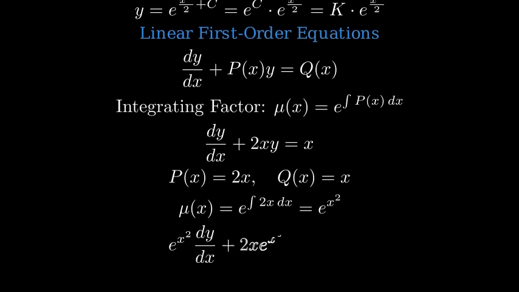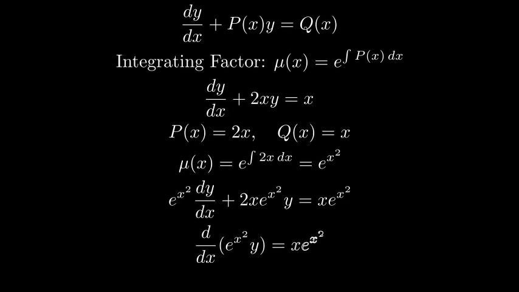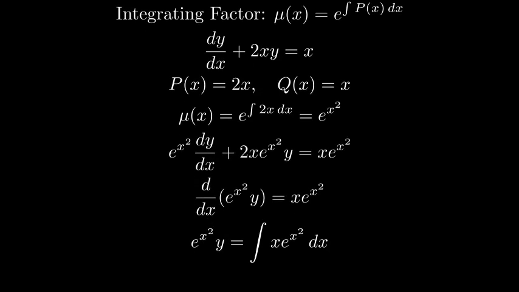The left side simplifies to the derivative of e^(x²)·y. Integrating both sides, we get e^(x²)·y equals the integral of x·e^(x²) dx. Using integration by parts, we find that e^(x²)·y equals 1/2·e^(x²) plus c.